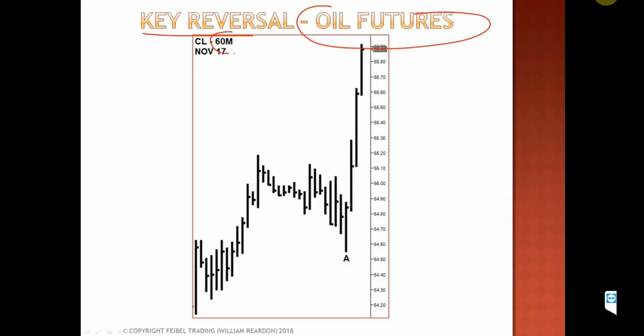Key reversals, oil futures using a 60-minute time frame. Now A here, this is our key reversal bar. Now no volume was used so that we can identify the behavior in its natural state. Is there enough data on this chart to pull the trigger for a potential trade? I'll give you a couple of moments. And the answer is yes. Let's just add a couple of annotations.